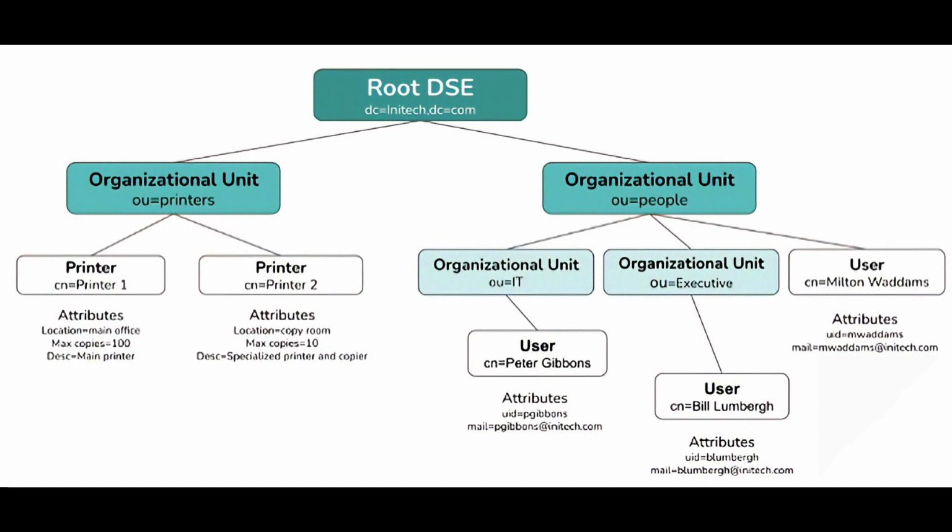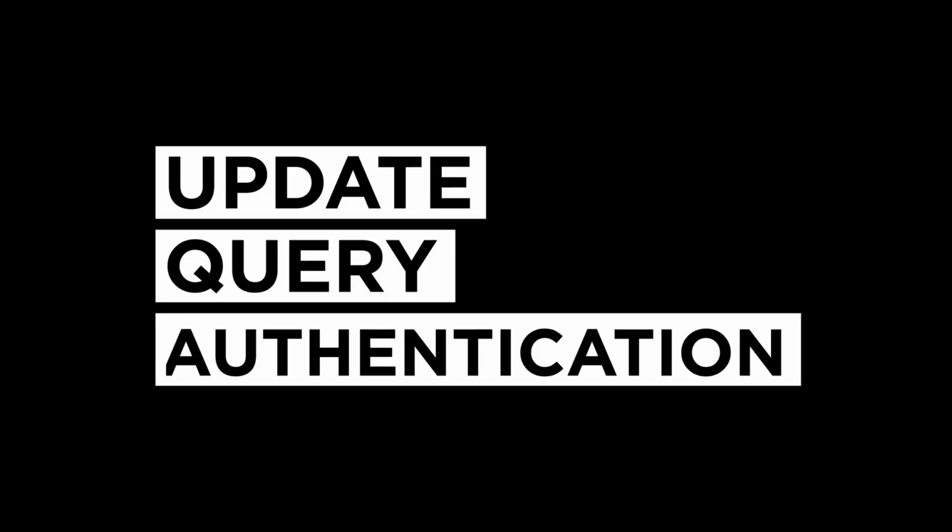LDAP is the Lightweight Directory Access Protocol and is used for securely managing users and their access rights to IT resources within an organization. LDAP has three main functions: update, query, and authentication. Update includes adding, deleting, or modifying directory information. Query includes searching and comparing. Authentication includes binding and unbinding users' data.